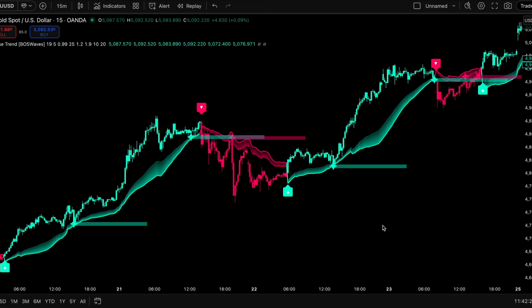Either lag so much you're late to every move, or they flip constantly the moment volatility shows up and chop you to pieces. You end up reacting instead of trading with confidence. That's why here at Boss Waves, we created impulse trend levels to solve that exact issue. Instead of just smoothing price and getting direction, it tracks impulse strength, adapts to volatility in real time, and only flips when price proves a regime change.